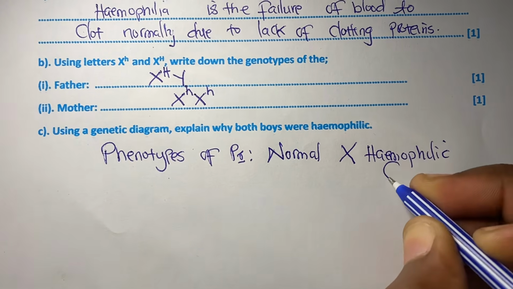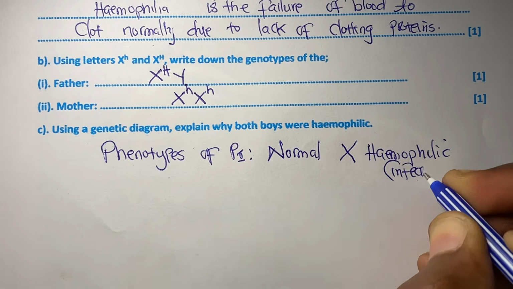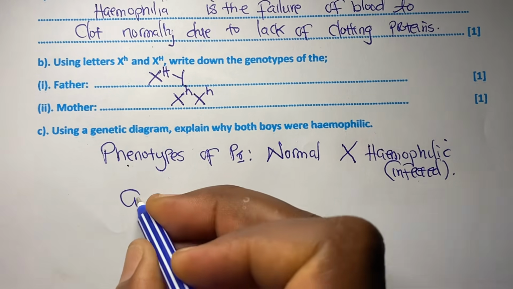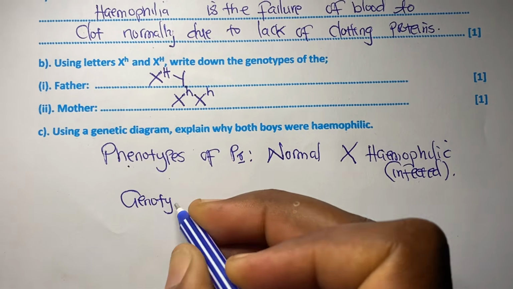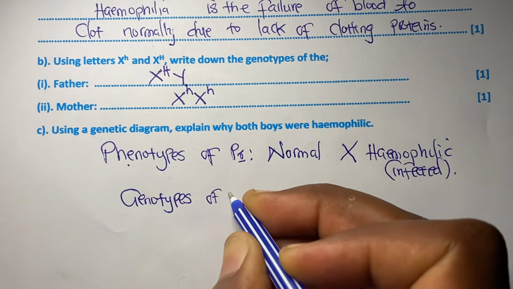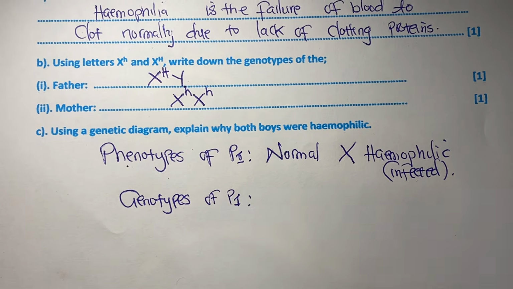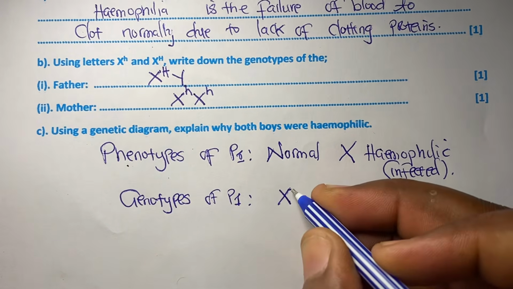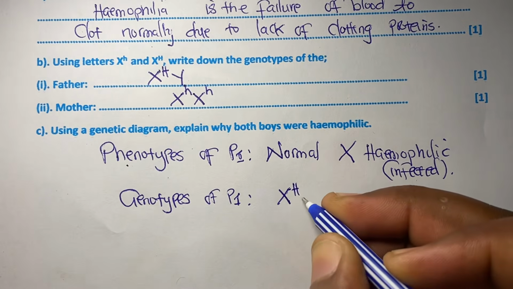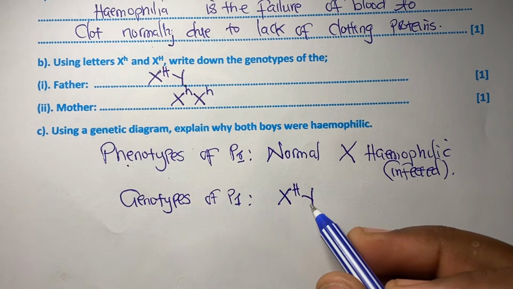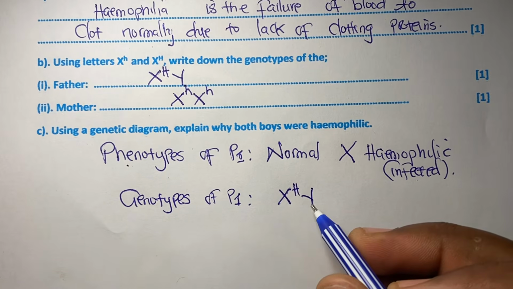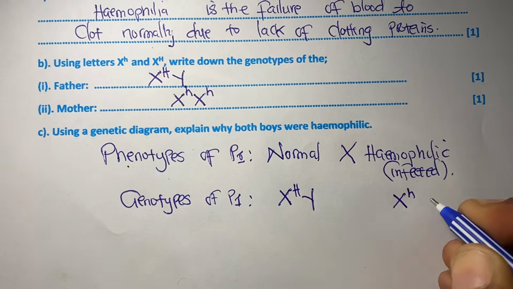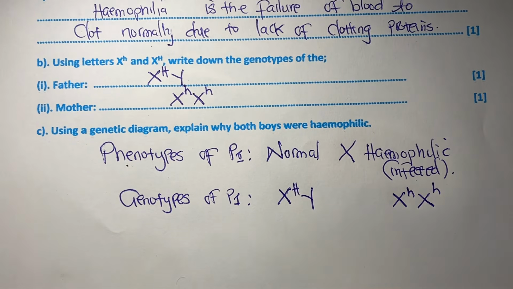If we don't want to say hemophilic, we can say infected. And after that, we're now going to say genotypes. Genotypes of parent 1 we already have. For the father, it is capital X to the power capital H, accompanied by a Y. I said a Y chromosome doesn't carry a gene for a disease. Hemophiliac, we're going to say X to the power small letter H, X to the power small letter H.